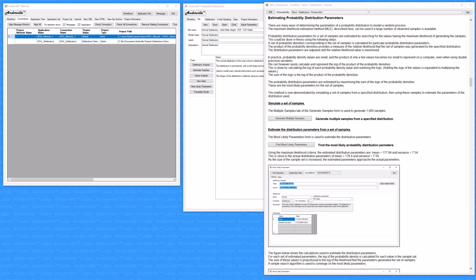The probability distribution parameters are estimated by maximizing the sum of the logs of the probability densities. These are the most likely parameters for the set of samples. This method is now demonstrated by simulating a set of samples from a specified distribution, then using these samples to estimate the parameters of the distribution used.